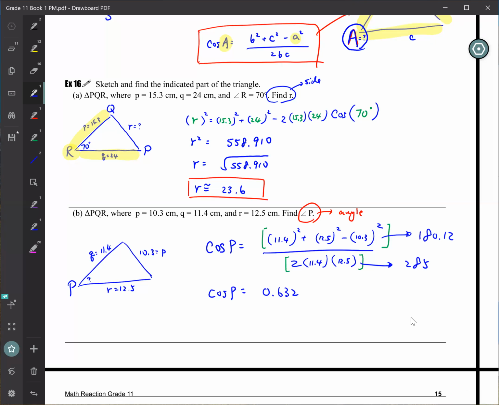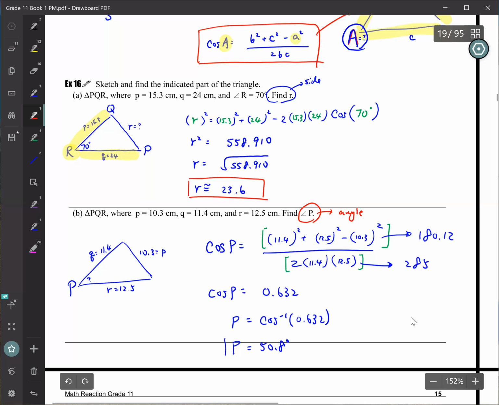Okay, Marcus, how do we continue to get angle P now? Wouldn't you just do cosine inverse with the 0.632? Yeah, and can you tell us what you have? Hold on, I need to type it in. It's 50.8. Yeah, 50.8 degrees. Make sure you input the degree sign, okay? Very good, all right? So that's all for the cosine, okay?